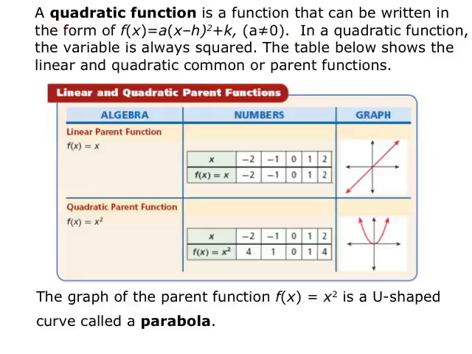All right, let's jump straight into our first definition here. The first definition is for a quadratic function. What is a quadratic function? A quadratic function is a function that can be written in this form right here. f(x) = a(x - h)^2 + k. Now remember, the a cannot be equal to 0.